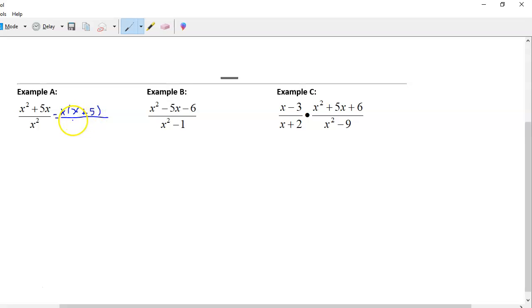In the denominator, I can't factor x squared, but I can go ahead and expand it. I can write it as x times x. Now I notice the common factors that I can cancel out. From top to bottom, the x's go away. I'm left with an x plus 5 over x. That is the simplified version, x plus 5 over x.